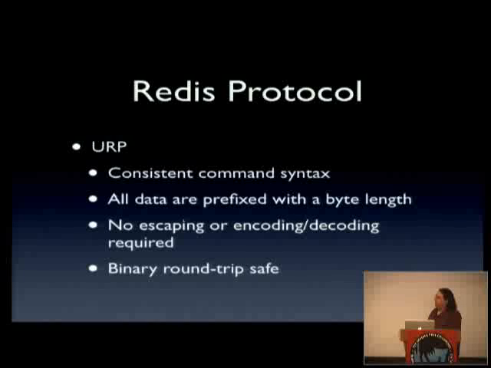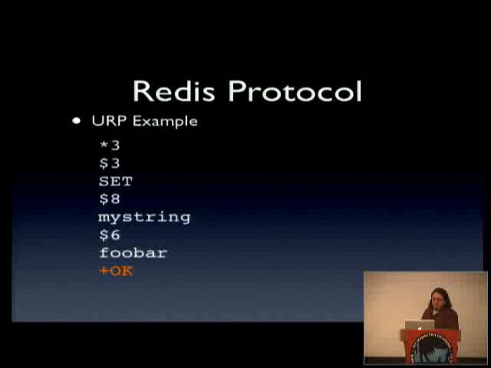Unlike the prior protocol where you had to parse white space and deal with spaces between items, everything is prefixed with a byte length. And note that that's a byte length, not a character length. That becomes very important later. So there's no escaping or decoding or encoding required. You simply send the length in bytes, and everything is round-trip safe.